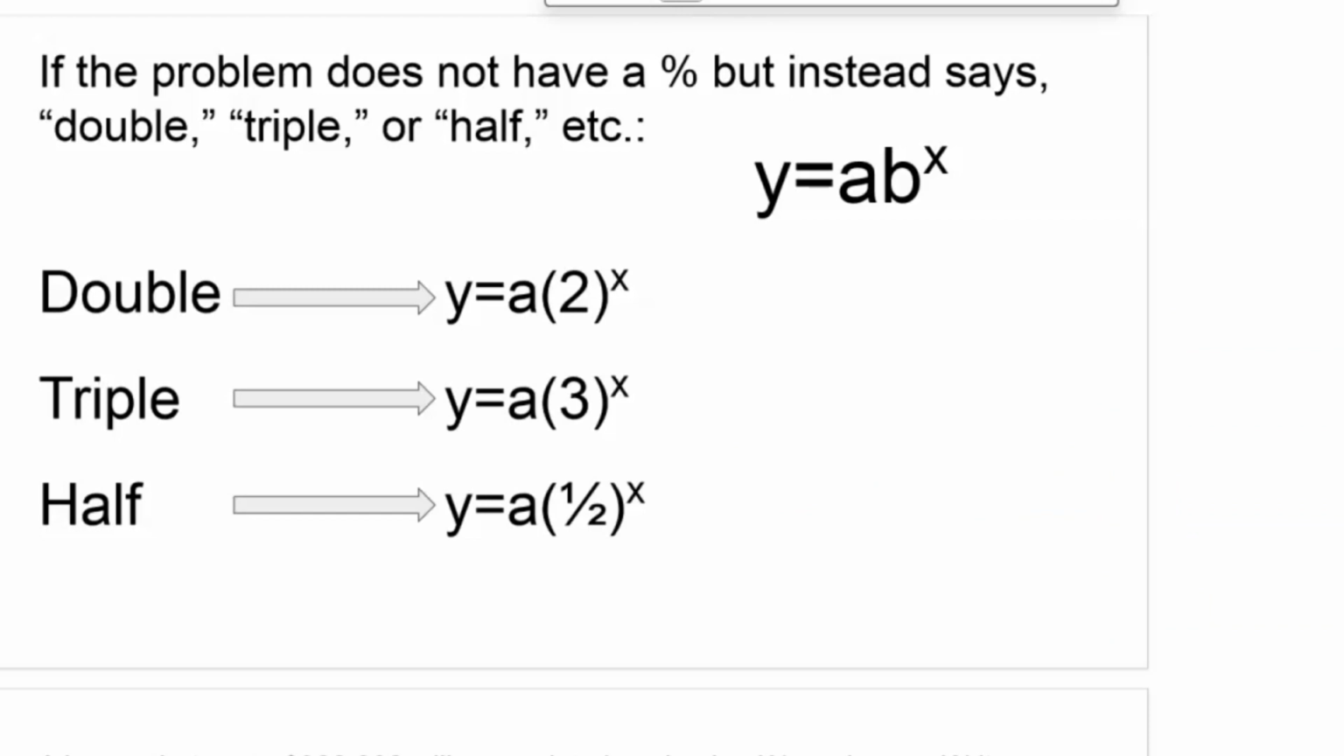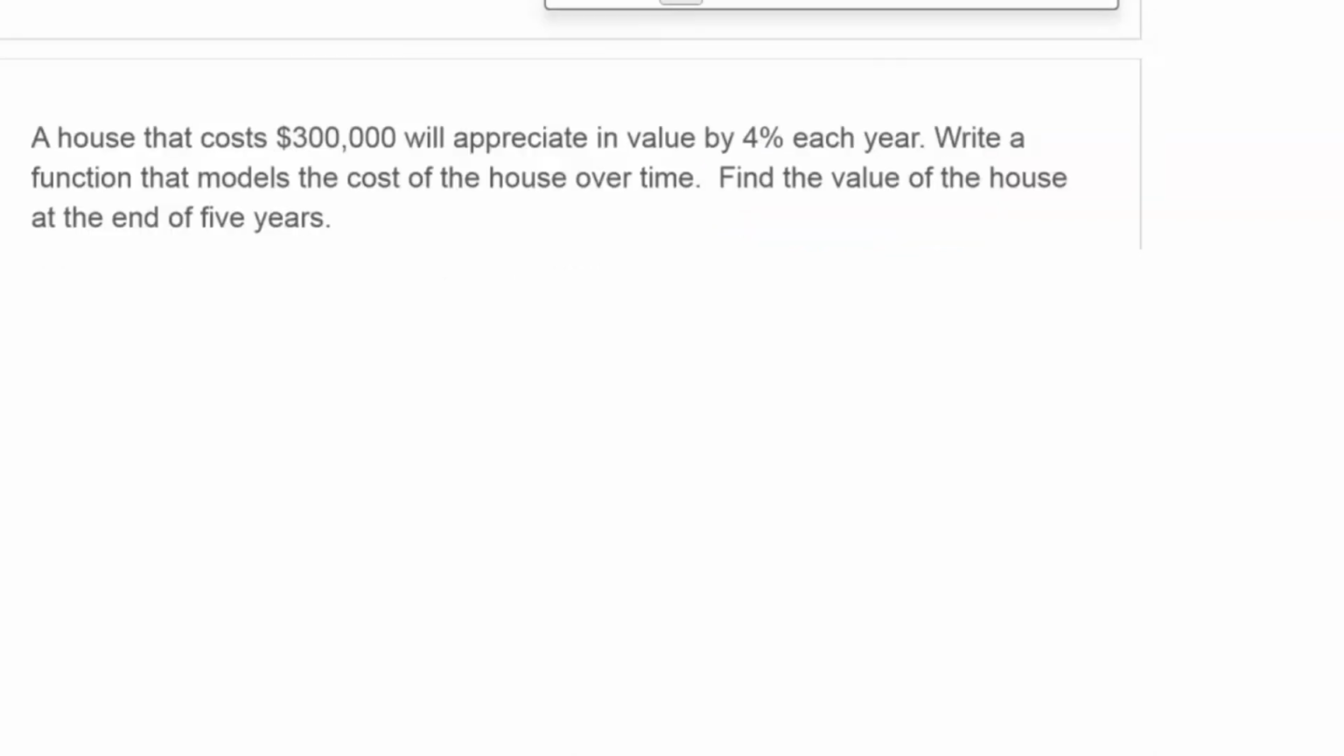Here are a few examples of how you would use this equation. If the rate is not a percentage, but it says it doubles or triples or cuts in half or whatever, then you would put that number in the B value. So if it doubles, your B value would be 2. If it triples, your B value is 3. If it cuts in half or has a half-life, your B value would be 1/2. Whatever the rate is, if it's not a percentage, you'll just plug that number in for the B value. Let's look at an example of an actual word problem.